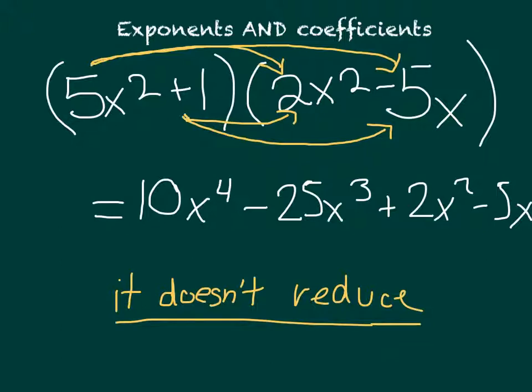Here's a problem with exponents and coefficients. It's actually just the same as we've been discussing, multiplying the coefficients and adding the exponents. Once you FOIL out this problem, you'll get 10x to the fourth minus 25x cubed plus 2x squared minus 5x. This problem doesn't reduce, as you can't add or multiply x fourth, x cubed, x squared, or x.